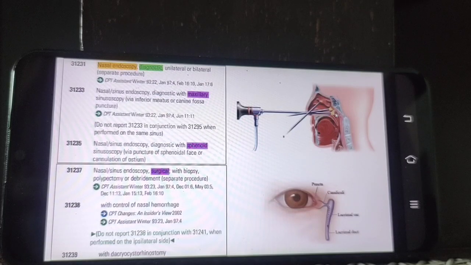Diagnostic procedure means the doctor performs the procedure to find out the problem. Surgical means that it is treatment to cure the condition. So here doctors use the nasal endoscope.